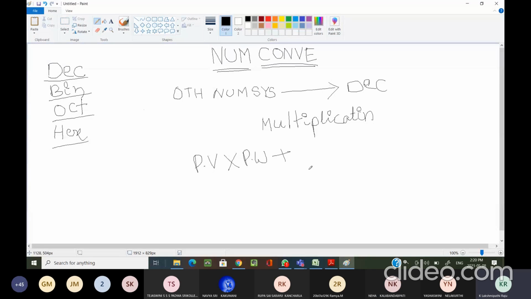We are adding all those values. Then we get the final result, which is the decimal number. That means after performing this multiplication and sum, the result we get is a decimal number. Hope I am clear? Are you clear about this point now?